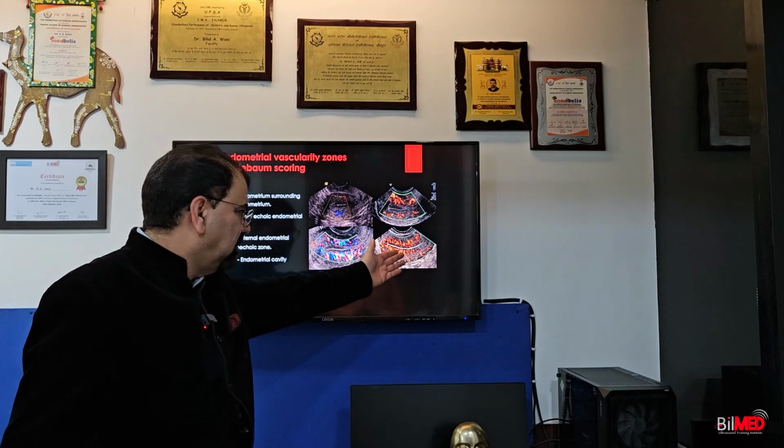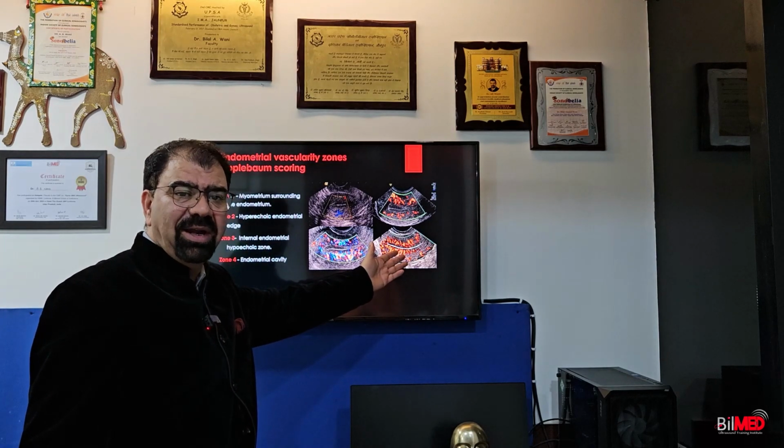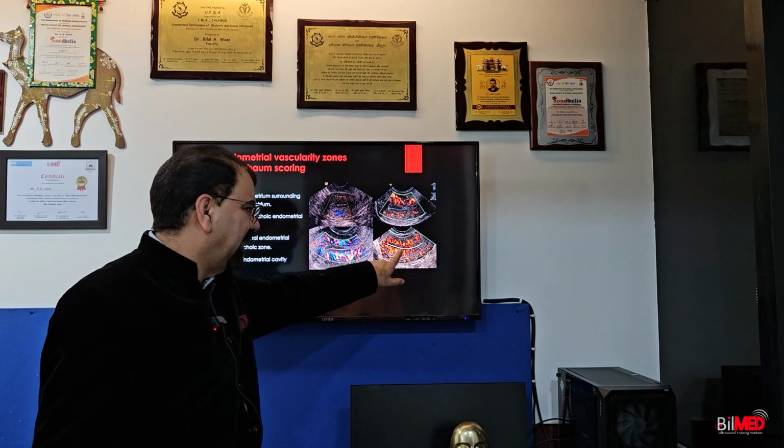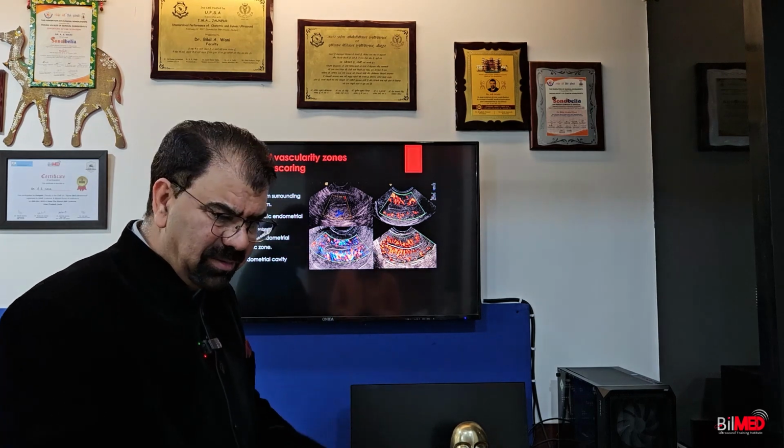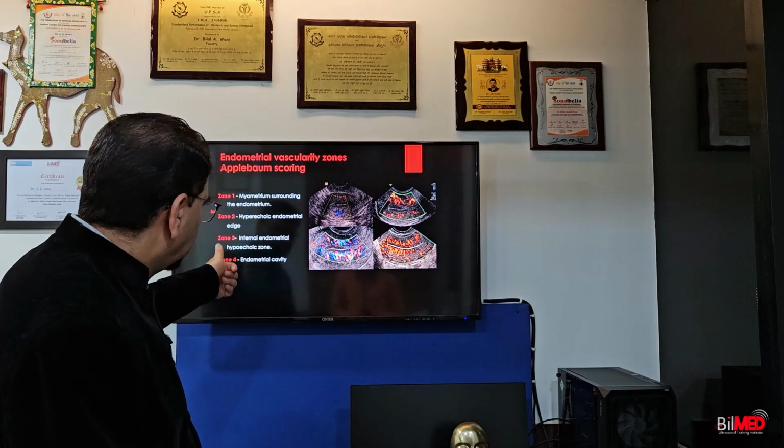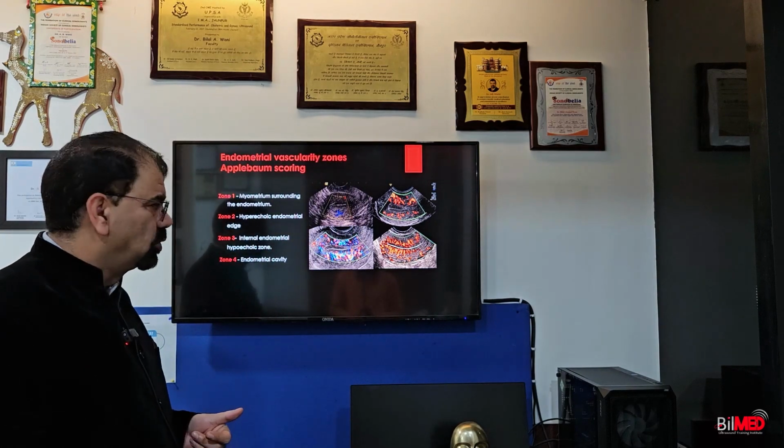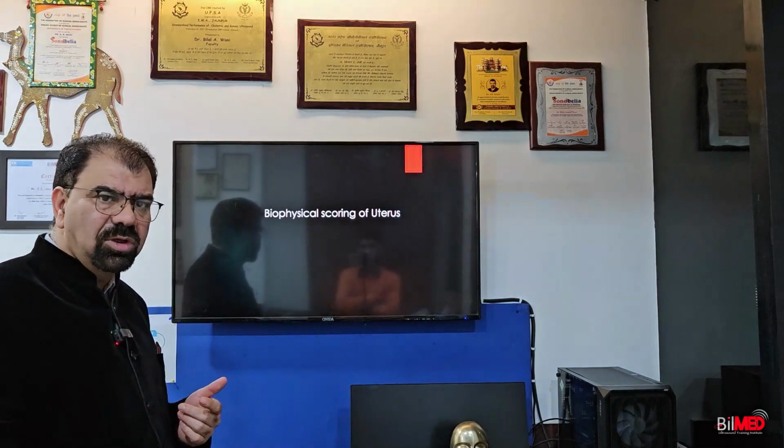And if in this vascularity, a blastocyst will drop over here, it will easily get entrapped, and your chances of having an implantation is very, very high. So these are the vascular zones. Now coming to the biophysical score.